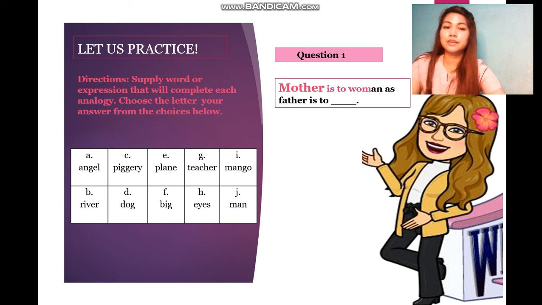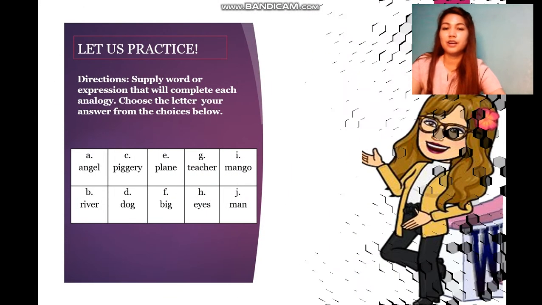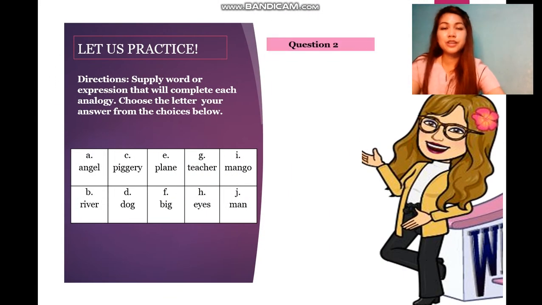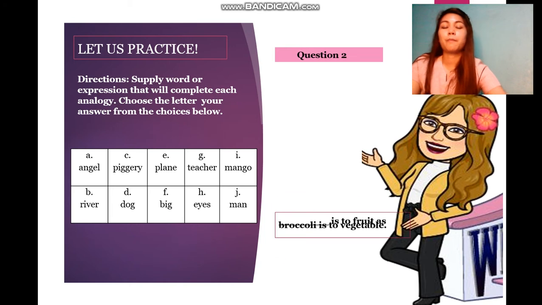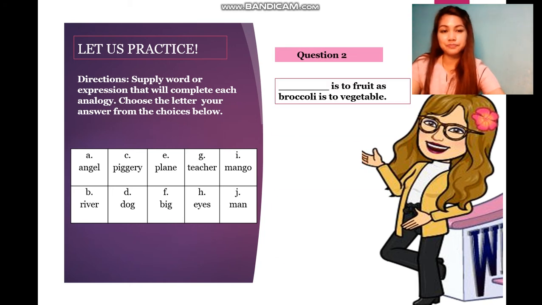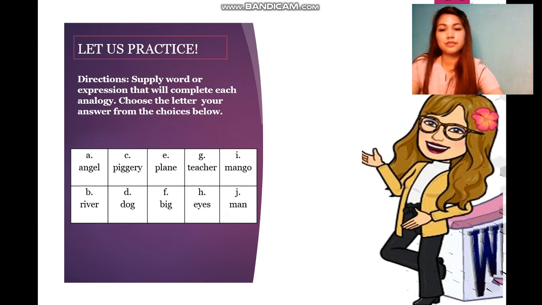Mother is to woman as father is to blank. Write the letter of your answer. Choose from the choices. Okay, let's have question number 2. Blank is to fruit as broccoli is to vegetable. Choose the letter of your answer from the choices. Let's have question number 3.